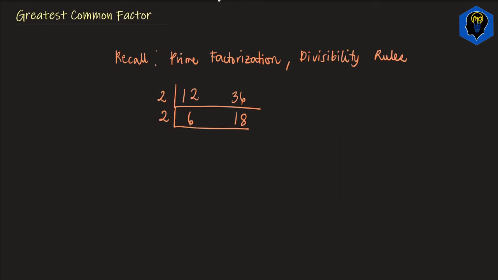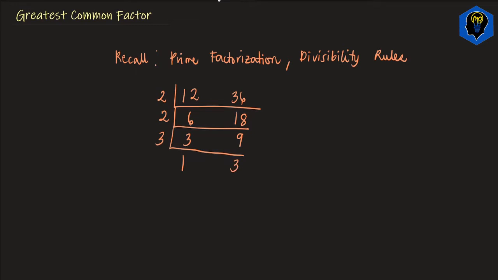So 6 divided by 2, that's 3, and 18 divided by 2, that's 9. Then finally, if you look at 3 and 9, they still have a common factor. So that would be 3. So 3 divided by 3 is 1, and 9 divided by 3 is 3.